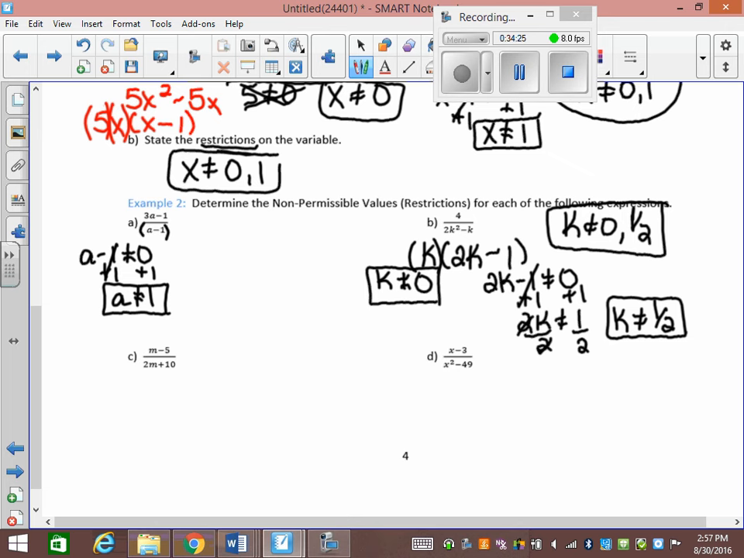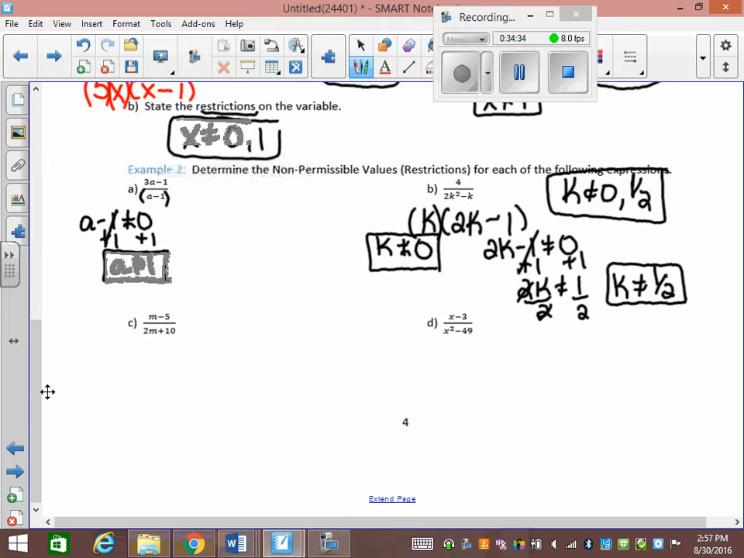Do I care what the numerator has in it? If it's just asking for NPVs? You try C and D. C is bigger than GCF. D is just the square.